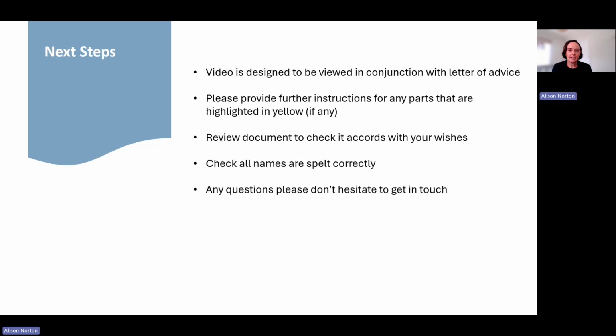Now, next steps. Please make sure you read that letter of advice. There's a lot of really useful information in there. Sometimes if we need further instructions from you, that'll be in the documents highlighted yellow. So if there's anything there, please give us those further instructions. If it's names, we always need middle names. Please check the documents, make sure that they accord with what you want. Check all the names are spelt correctly. If you've got any questions, please just don't hesitate to get in touch by email or phone.